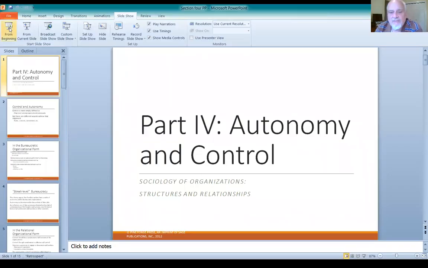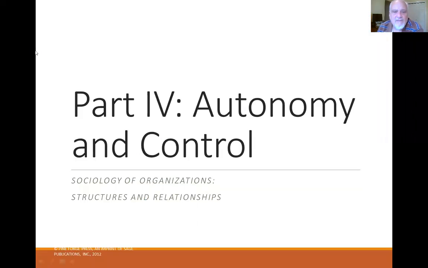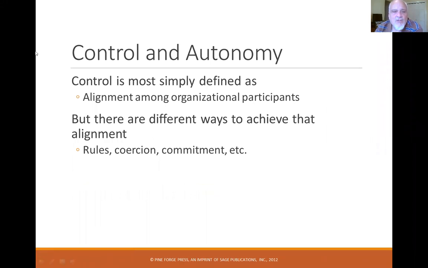All right, so let's take a look at the first chapter that we're going to record today. And that is going to be chapter 4. I'm going to launch it. It's about autonomy and control in an organization. Okay? So, control is most simply defined as alignment among organizational participants. Everybody rowing at the same time is the old adage. But there are different ways to achieve that.